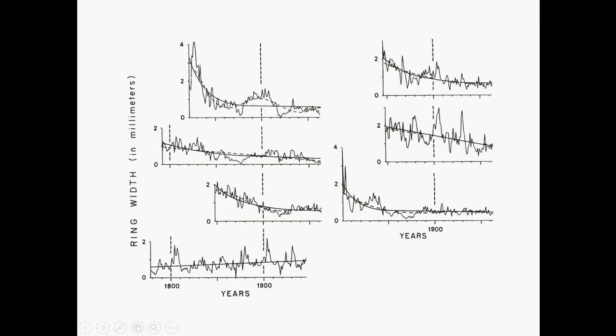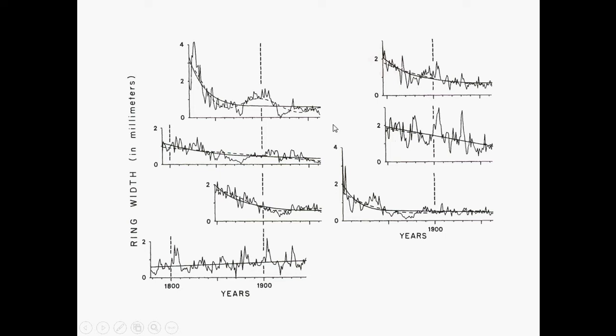So here's a wiggly line. This is one tree, so one core that was measured. What we see is that there's a trend to the series. This is a time series and there's a trend. There's variability, the wiggly line goes up and down, but in general we have this decreasing ring width from around 2 millimeters down to around 1 millimeter.